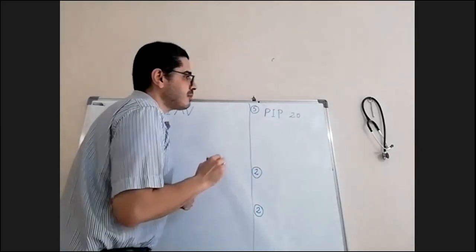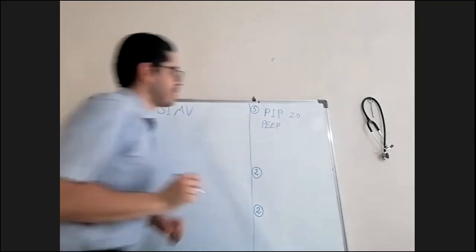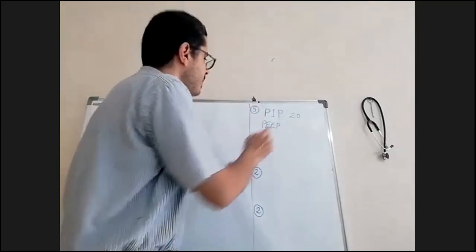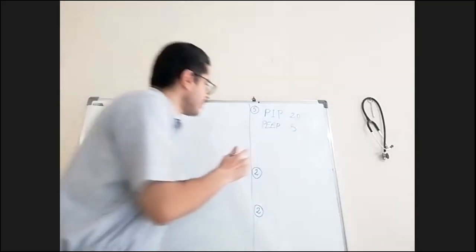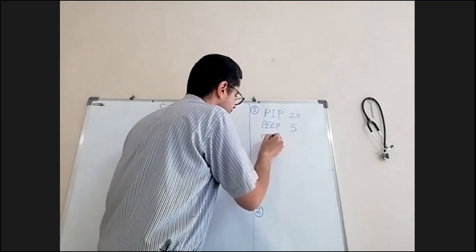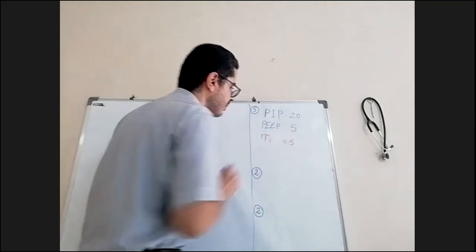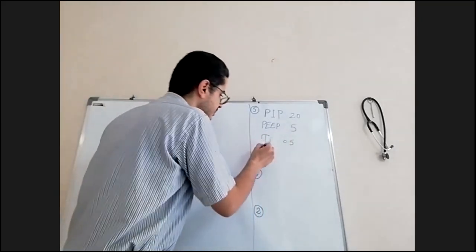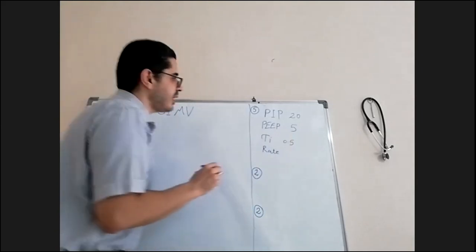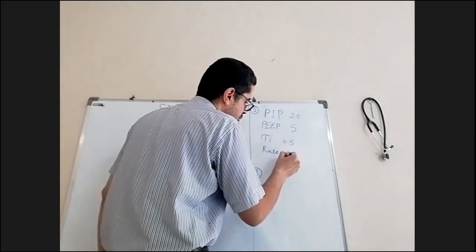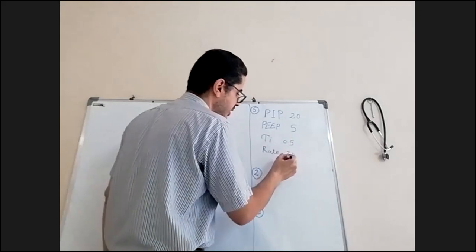The other parameter is the PEEP. We assume it is 5. Then you will have the TI, inspiratory time. We assume it is 0.5. Then you have rate. Let's say, to make it easy, 20. So 20 per minute means 1 breath every 3 seconds.